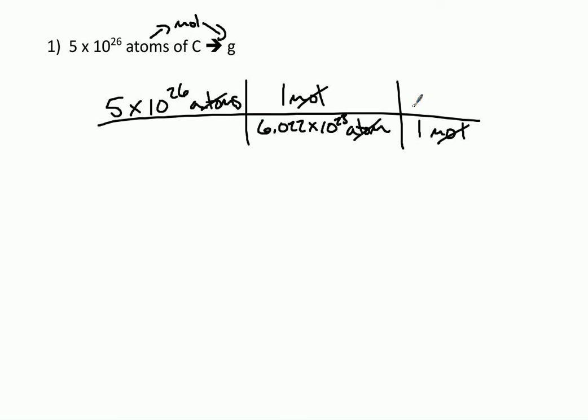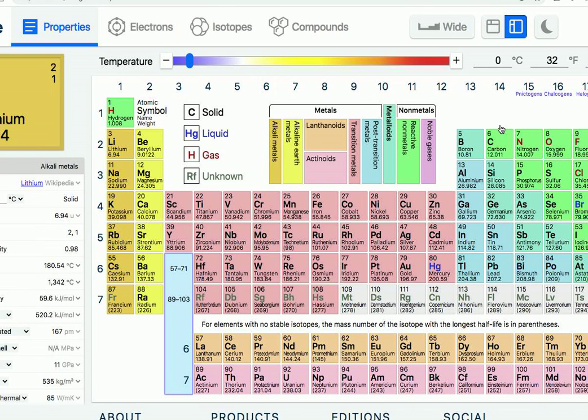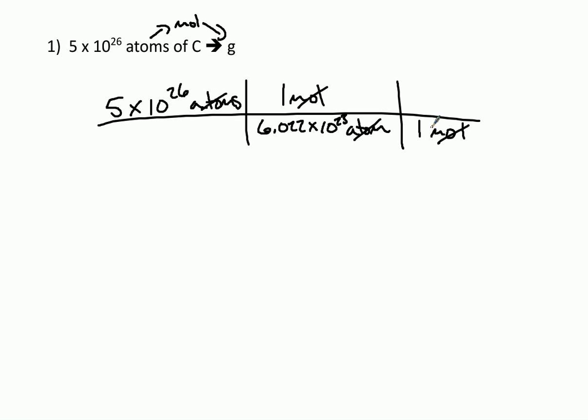I need to look up that specific element. I know what it is. Carbon's 12.01. But look for it on your periodic table so that you have that number you need. 12.01 grams and 1 mole. So I should be able to multiply and divide now, right? 5 times 12.01 divided by 6.022 gives me an answer of 9.97. Right? I actually only need 1 sig fig again.